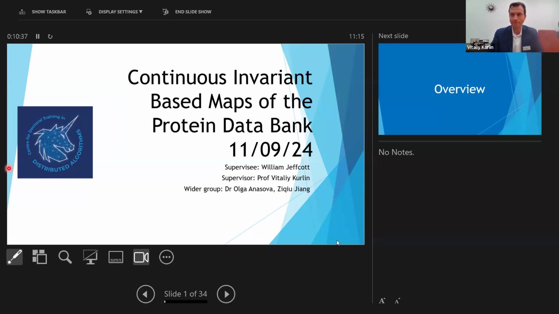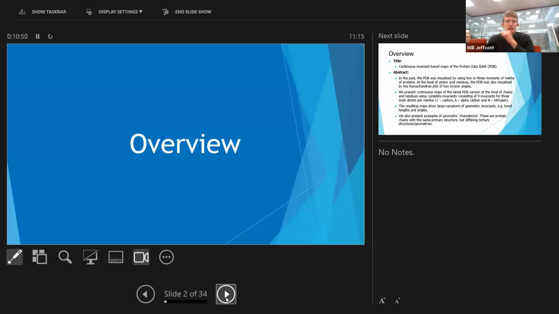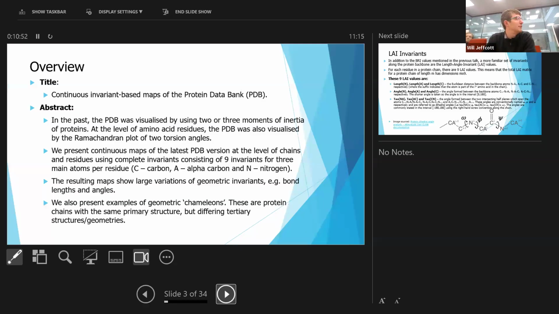So yeah, my talk today will basically be about continuous invariant-based maps of the protein data bank, and builds on what Olga discussed in the last talk, really. So there'll be some sorts of reference to that. As I say, the title is continuous invariant-based maps of the protein data bank.